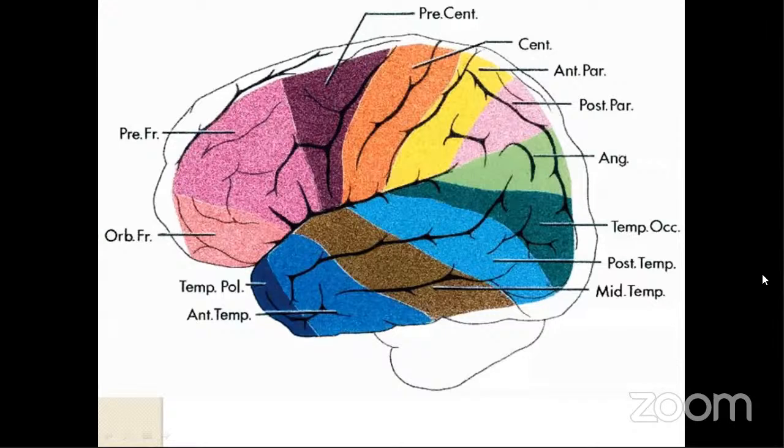It supplies a total of 12 areas, starting from the orbitofrontal, then prefrontal, then the precentral area, central area in the frontal lobe. In the parietal lobe, it supplies the anterior parietal, posterior parietal, and angular gyrus. In the temporal lobe, it supplies the temporopolar, anterior temporal, middle temporal, posterior temporal, and temporo-occipital areas.